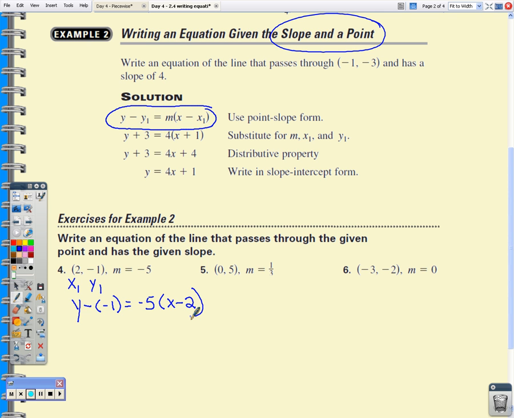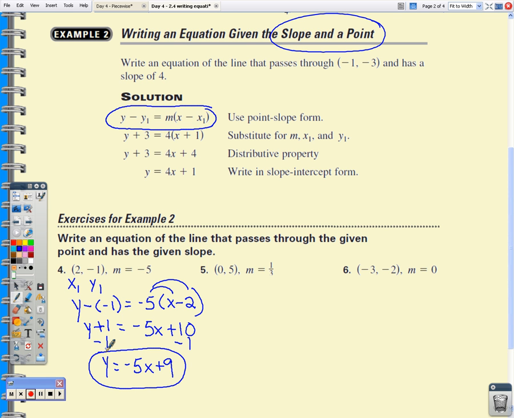Now we're going to distribute. Minus minus becomes plus. Negative 5x plus 10. Now we want to write it in slope-intercept form, so we're going to subtract 1 from both sides. And we get y equals negative 5x plus 9.